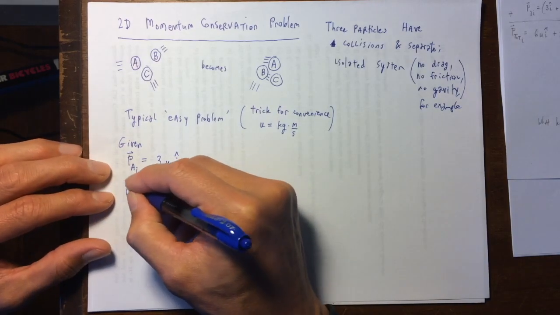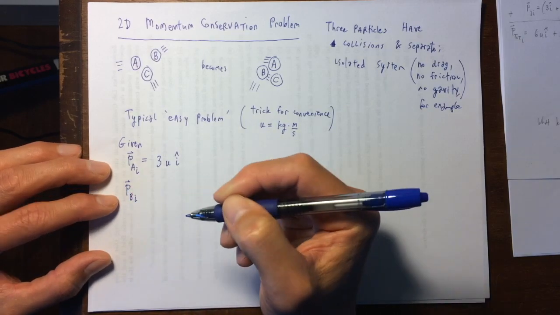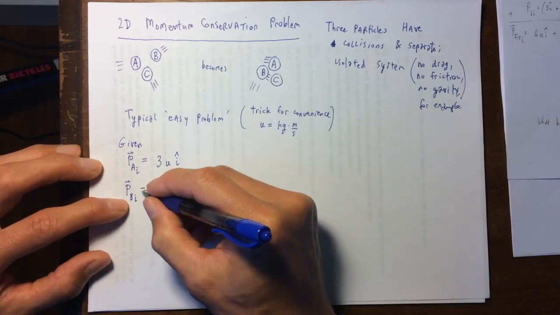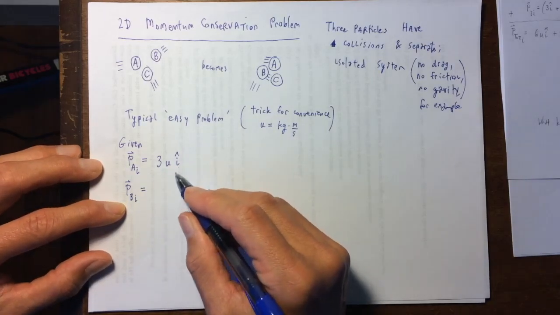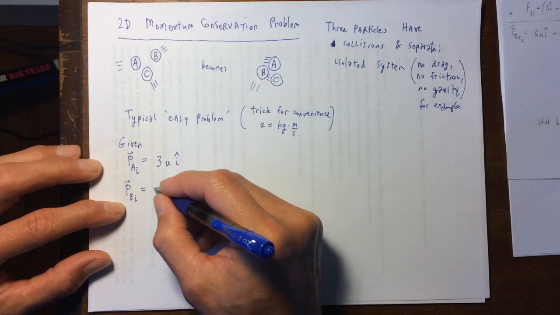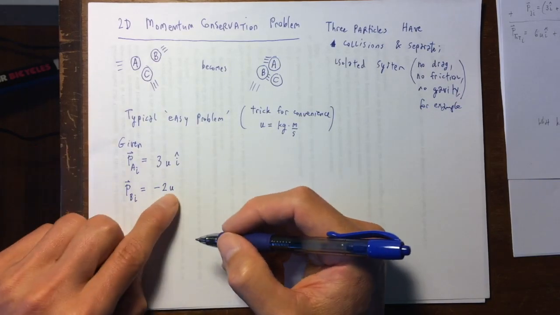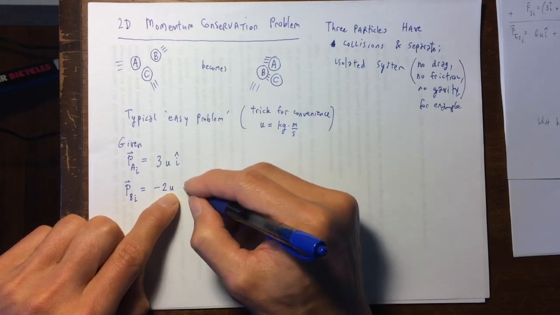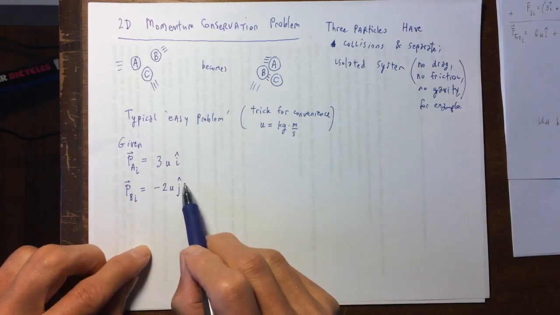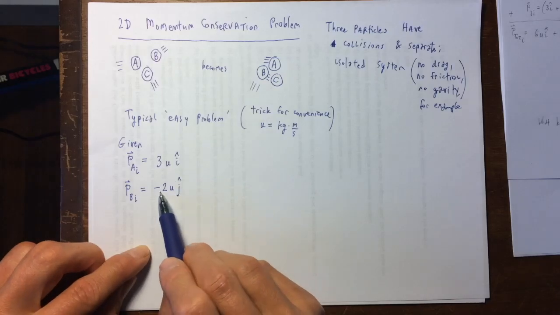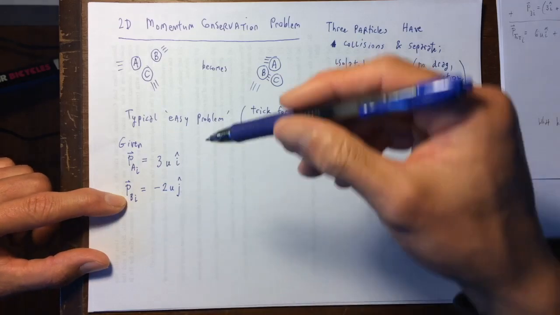Here's another given of this typical easy problem. So the momentum of B initial, so I here means initial, I hat means x direction. This one is -2 kilograms meters per second, so a shorthand for our unit of momentum, J hat, so it is in the y direction but downwards. So that's the direction of momentum of B.